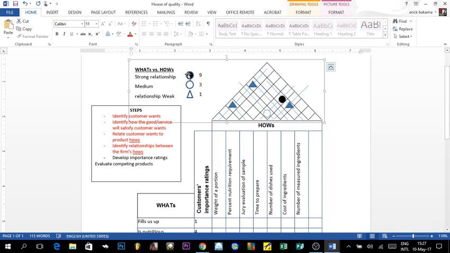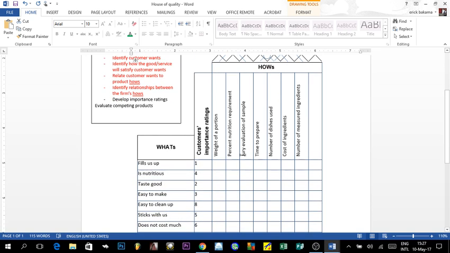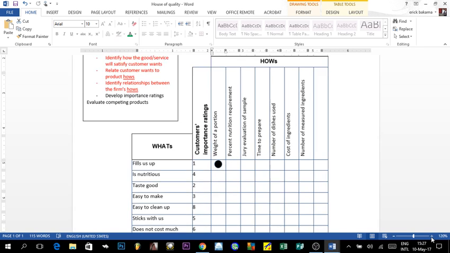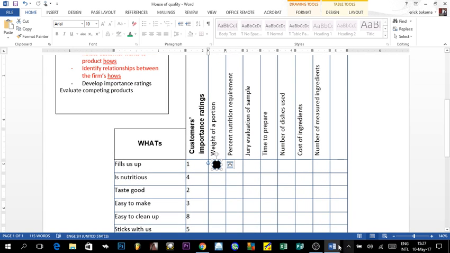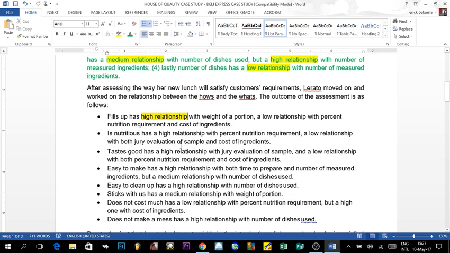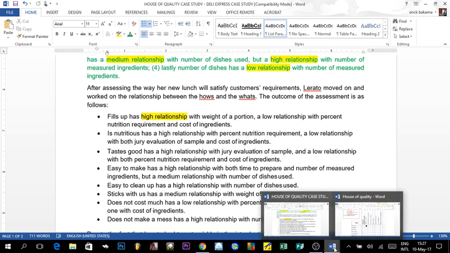But now these symbols here, we just use them in the house of quality. So we have this symbol here. We say we are going to use it somewhere here. So the relationship according to what they are saying is that fills up and the weight relationship is high. Let me just zoom. And next, they say that fills up has a high relationship with the weight, but a low relationship with the percentage of nutrition requirement and the cost of ingredient.